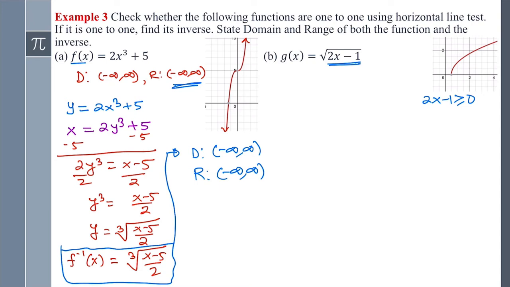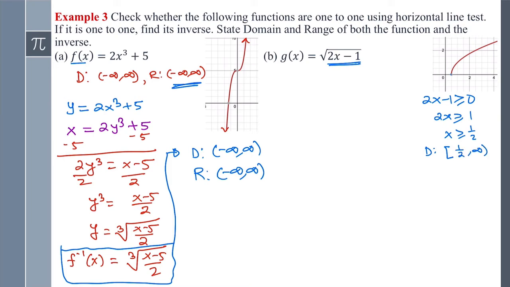So let's go ahead and solve this inequality. So we add 1 on both sides. So we get 2x is greater than or equals to 1. Then divide by 2. So we get x is greater than or equals to 1/2. So the domain is the interval from 1/2 to infinity, and 1/2 is included.